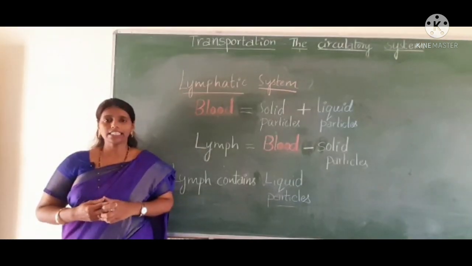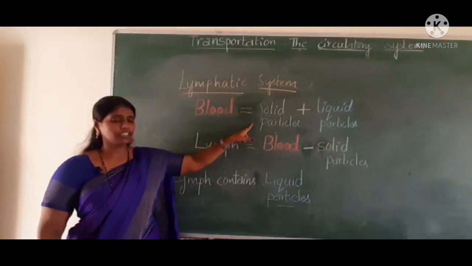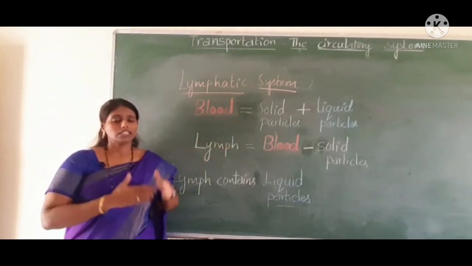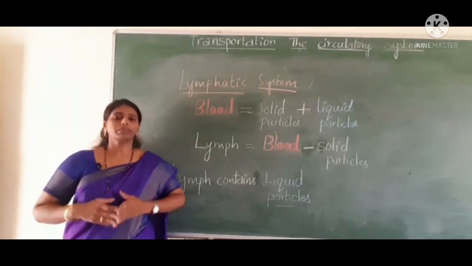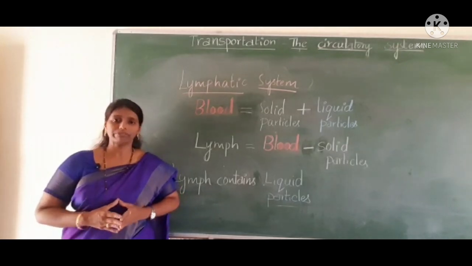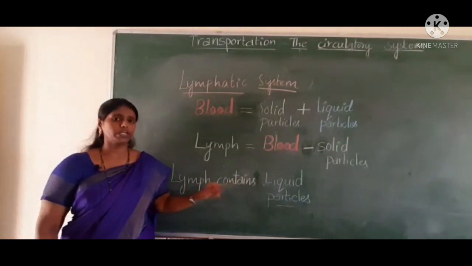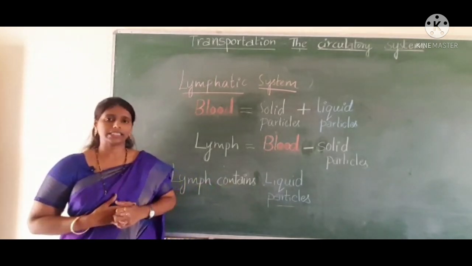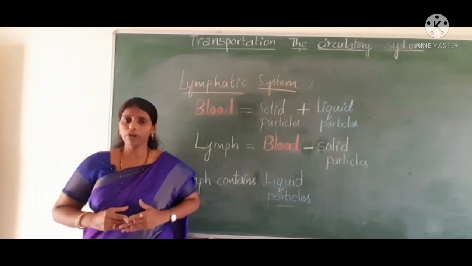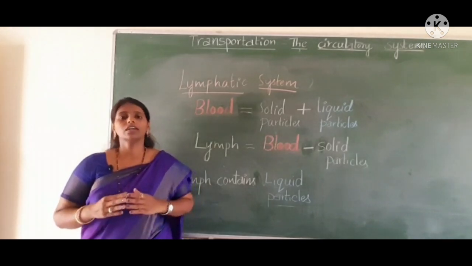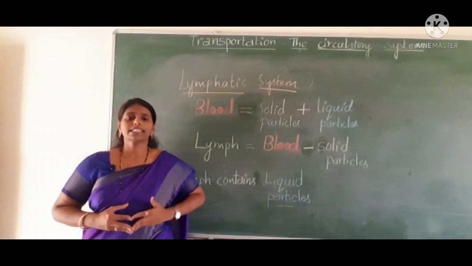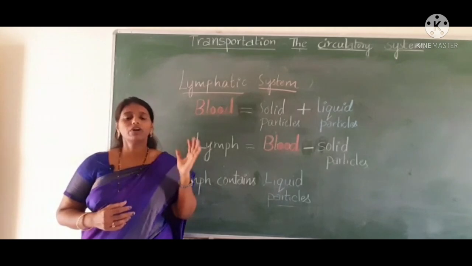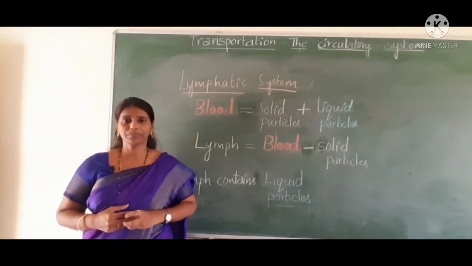Our blood contains both solid and liquid particles. When the solid particles are removed from the blood, then it becomes lymph. So, lymph contains only liquid particles or the fluid particles. How does the lymph flow? The muscles in our skeletal system contract, due to which the lymph flows in our body.